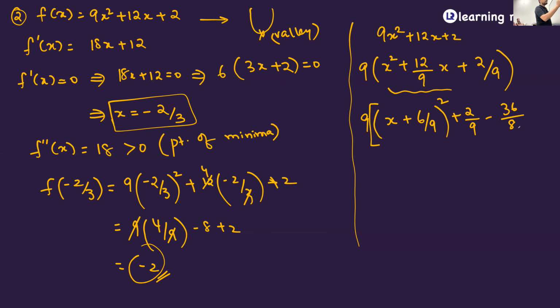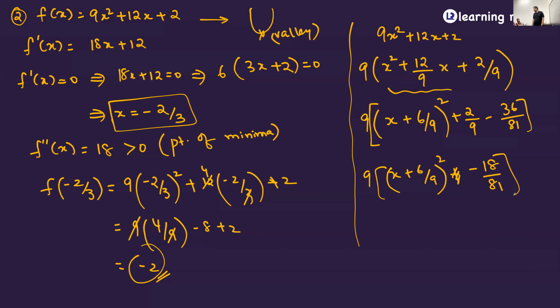36 divided by 81. Okay. So 9 into x plus 6 by 9 the whole square plus 2 by 9, I can write it as 18 by 81. Right. So what will you get? What will I get here? Minus 18 divided by 81.